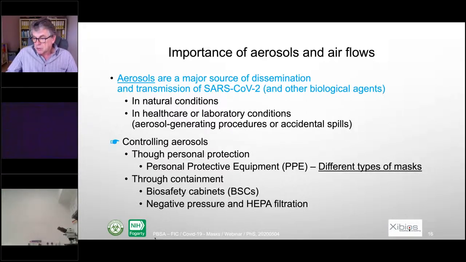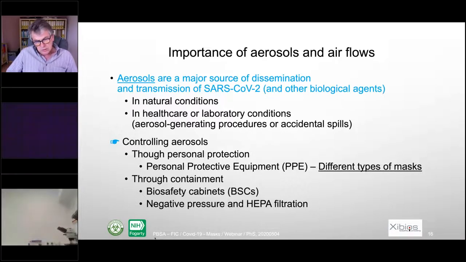But it's even more the case if you have to do some intubation or if you have to remove a ventilator and so on. So there are clearly situations that are considered high-risk with respect to aerosol generation. And so there are different ways to try to control aerosols.